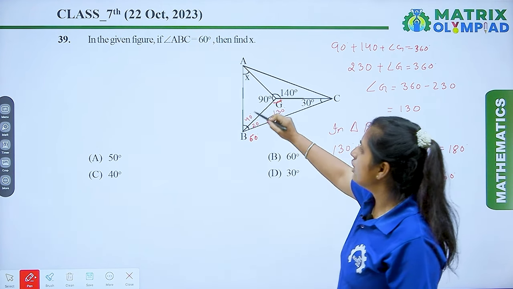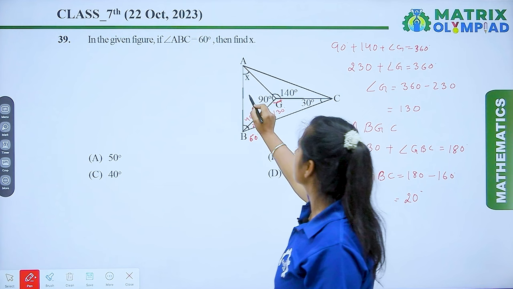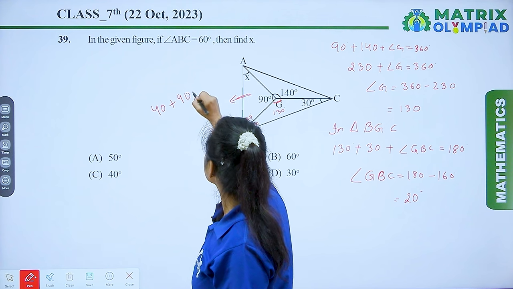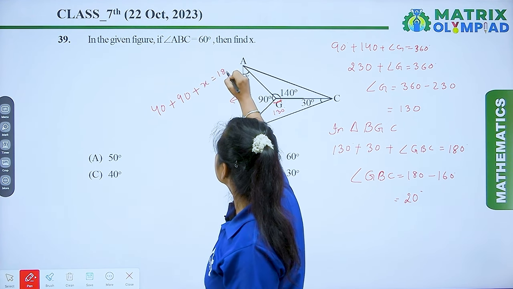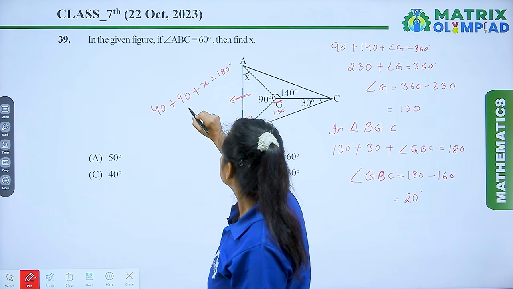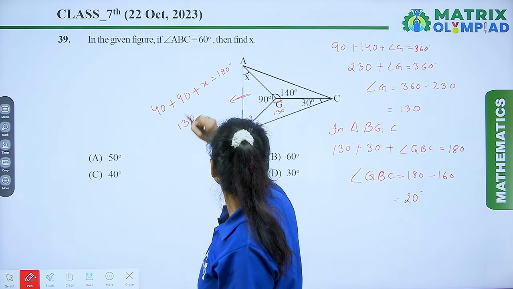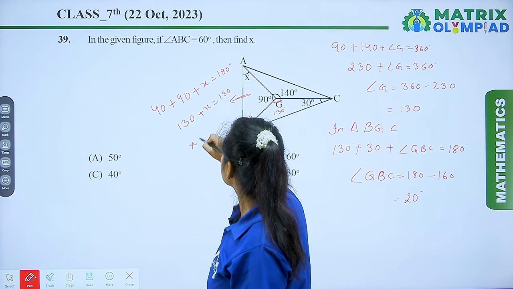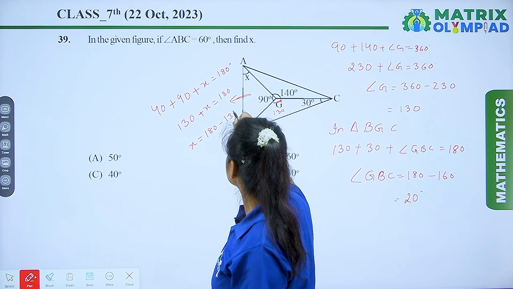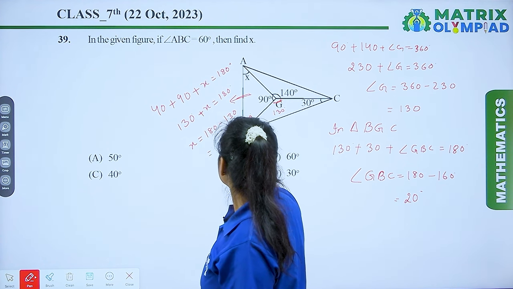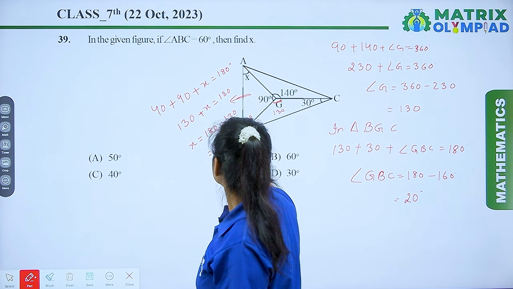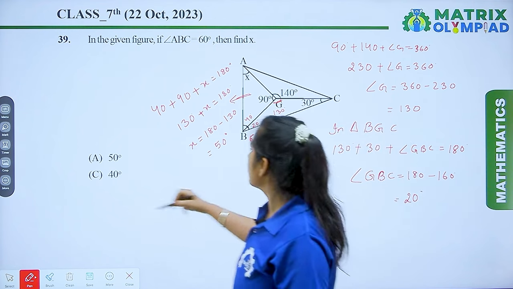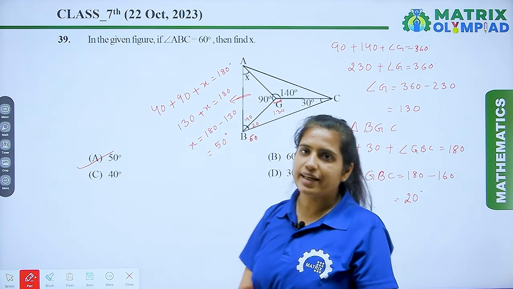So we get 90 plus 40 plus x. In this triangle, 40 degrees plus 90 degrees plus x is equal to 180 degrees. So we get 130 degrees plus x equal to 180 degrees. So x is equal to 180 minus 130, that is equal to 50 degrees. So the value of x is 50 degrees. Option A is the correct answer.